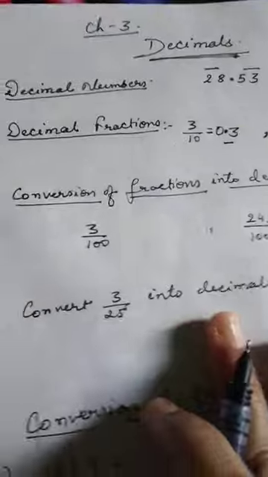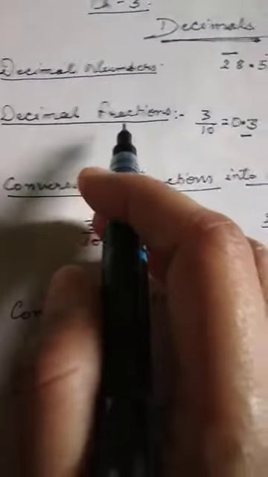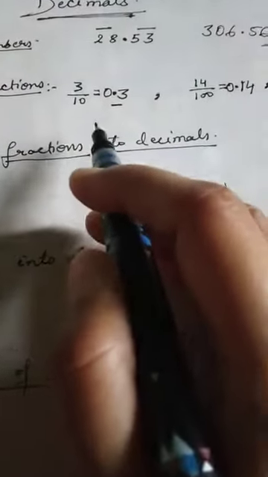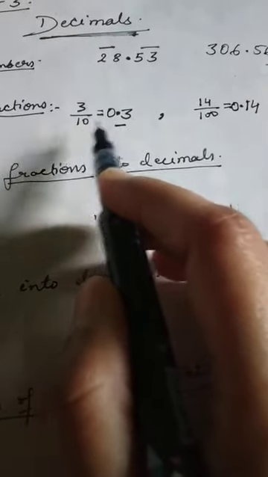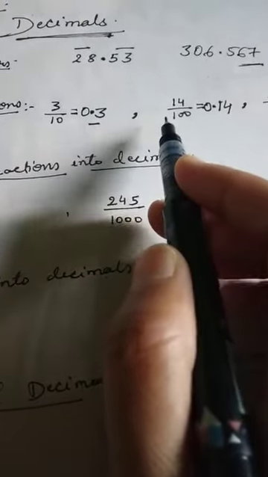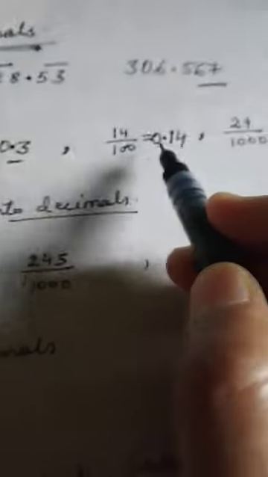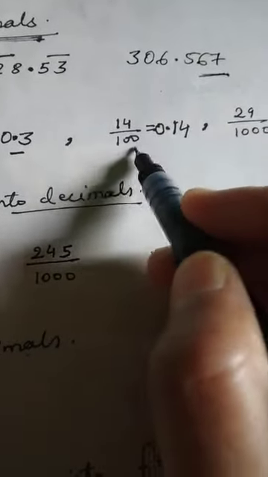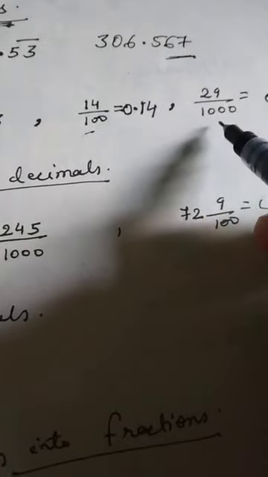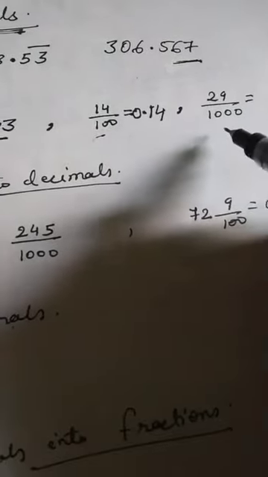Got it? Now, what are decimal fractions? Fractions having denominator 10 or a higher power of 10 are called decimal fractions. So 3 by 10, this is called a decimal fraction. 14 by 100, this is called a decimal fraction. 29 by 1000, this is also called a decimal fraction.